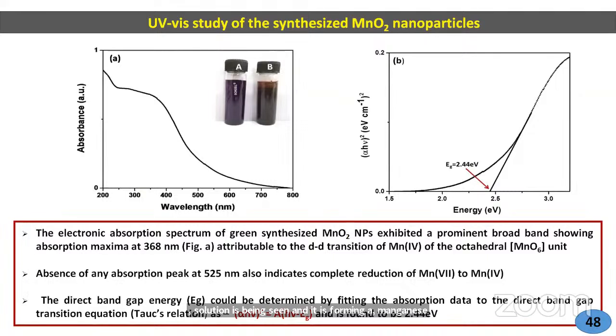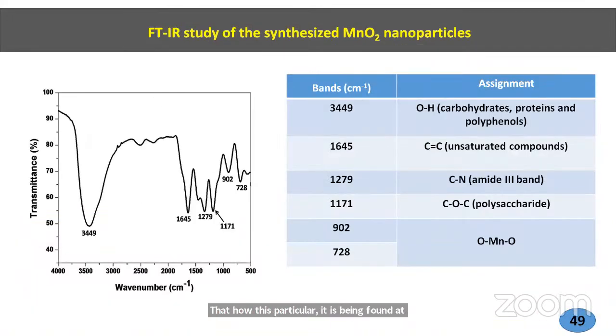We tried to authenticate with UV-visible absorption spectrum, and we could see that this nanomaterial has an absorption peak at 520 nanometer, indicating a complete reduction of manganese. The band gap energy could be determined from the equation, found at a particular value in electron volts. So nanometal is being formed, and it gives different band parameters of the peak.